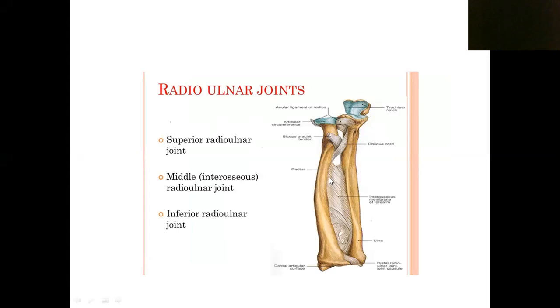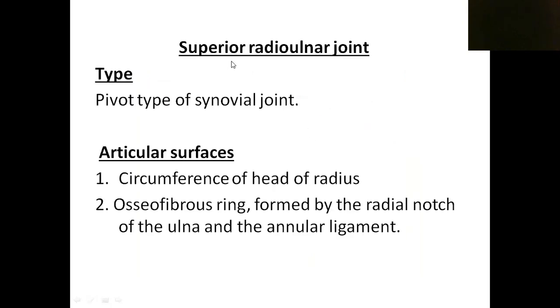Then in between, see these shafts are connected by a membrane, the interosseous membrane. Then we are considering it as the third joint, the middle radioulnar joint. Okay, so superior radioulnar joint, inferior radioulnar joint, then middle radioulnar joint. Here we are going to see the details of the superior and inferior radioulnar joint. First one, superior radioulnar joint.